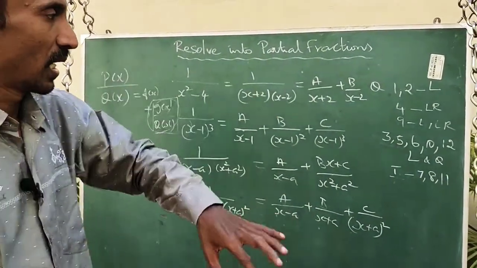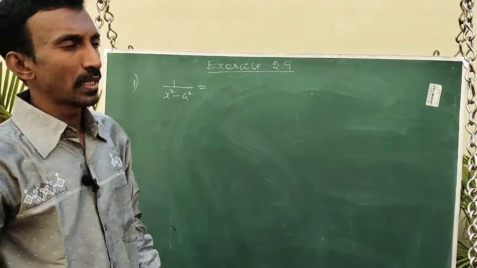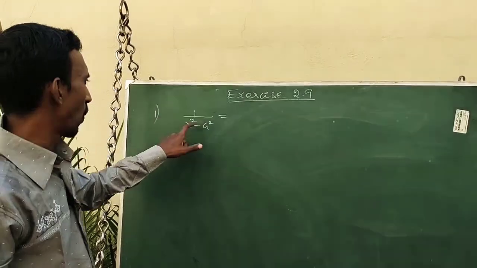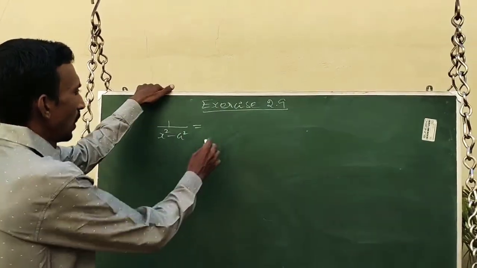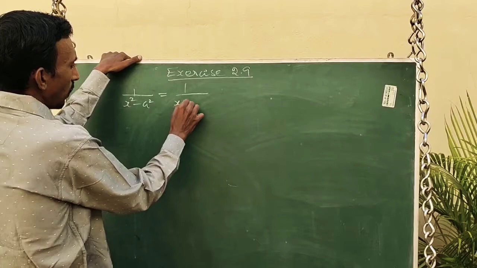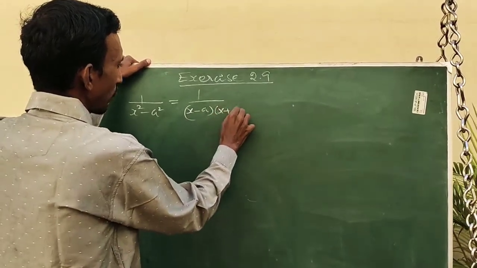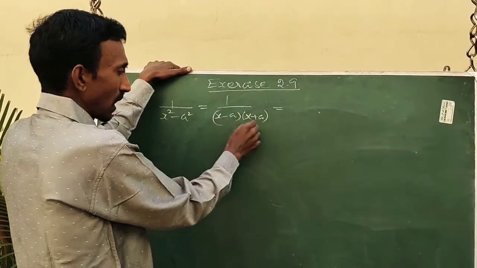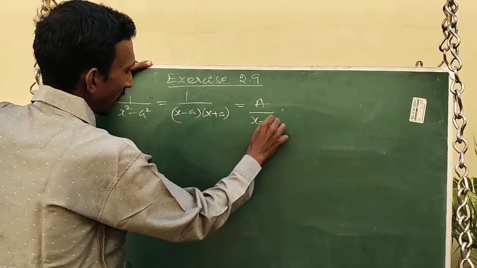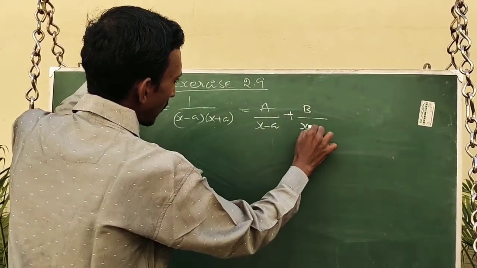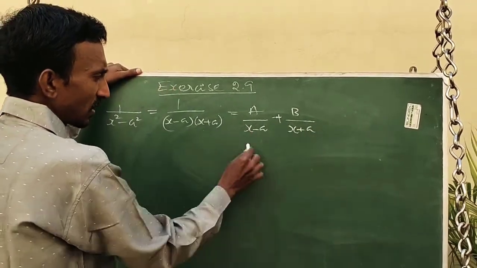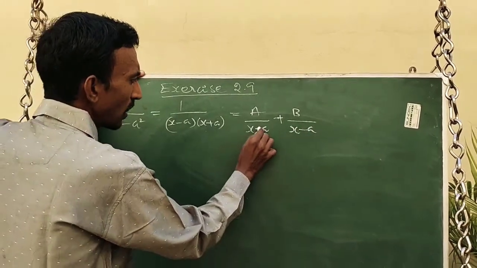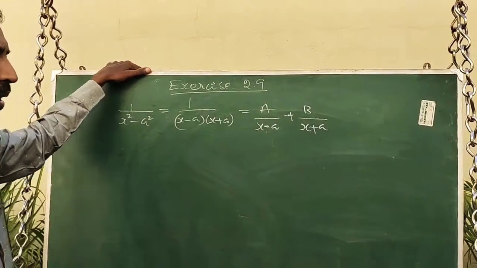Let me solve the exercise. Number 1 in exercise 2.9. The rational expression is given as 1 by x square minus a square. It can be written as 1 by (x minus a) into (x plus a). So this is linear factors not repeated. A by the first factor plus b by the second factor. If you want, we can interchange this: a by (x plus a) plus b by (x minus a). Both are correct, you can take it in any order, no problem.